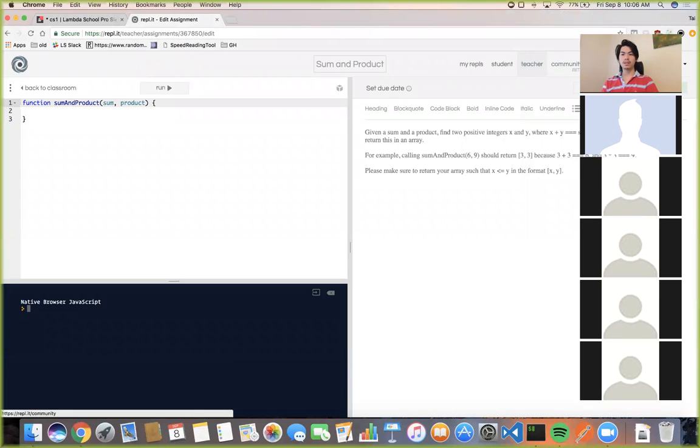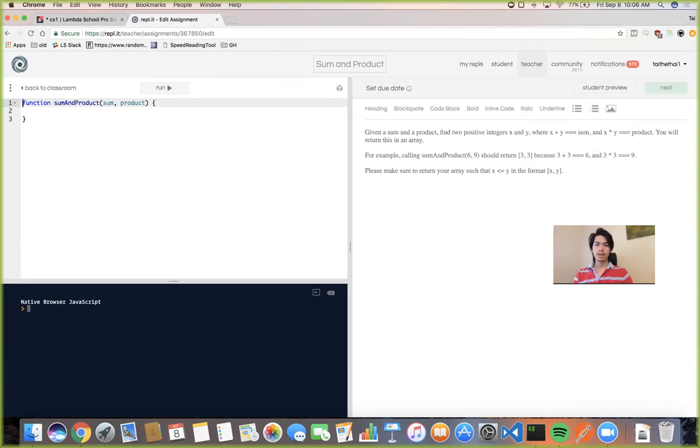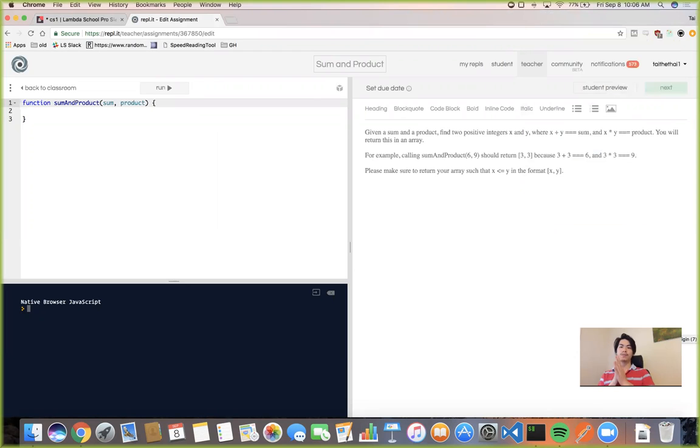All right, so sum and product is a function that reads, given a sum and a product, find two positive integers, x and y, where x plus y equals sum and x times y equals product. You will return this in an array. For example, calling sum and product of 6 and 9 should return 3, 3, because 3 plus 3 is equal to 6, and 3 times 3 equals 9. Please make sure to return your array such that x is less than or equal to y in the format open array x, comma, y.